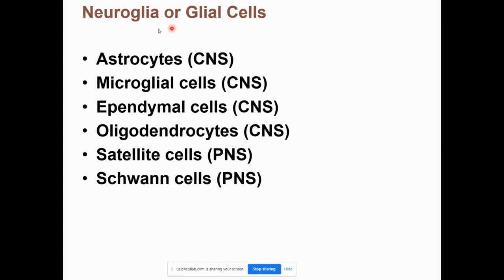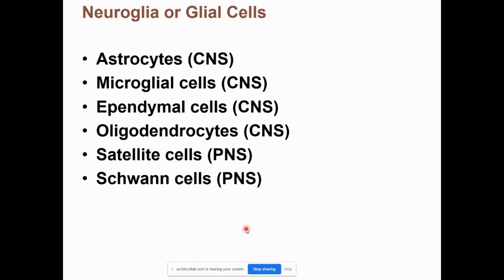All right, so here are the neuroglia or glial cells. These are not nervous tissue, but other cells that have specific functions. They do not conduct action potentials. They don't have that ability. They're not excitable like the neurons are. But they do everything else. They protect the neurons, they wrap around them, they nourish them.